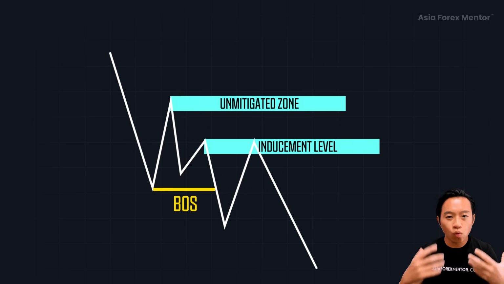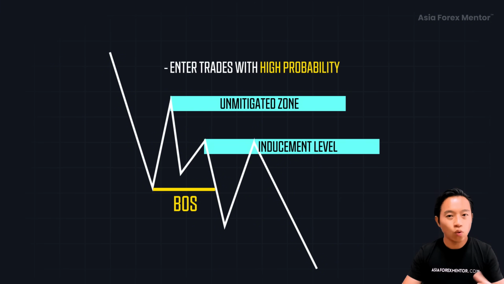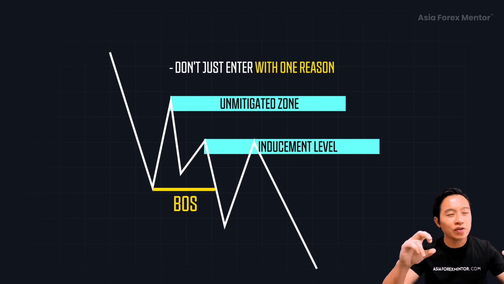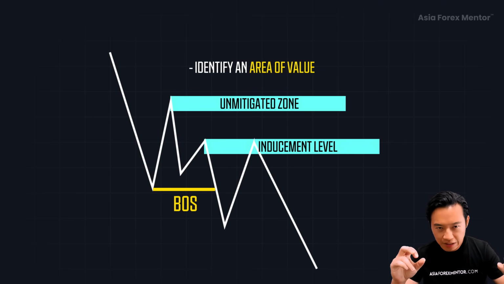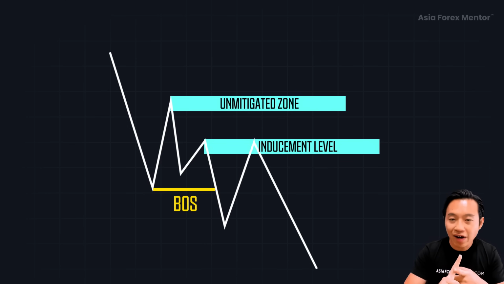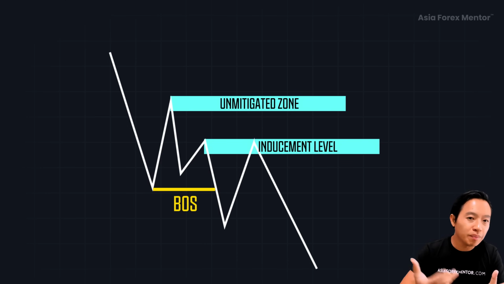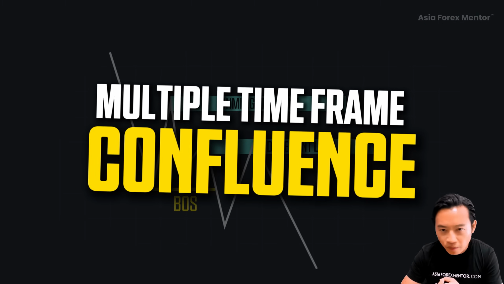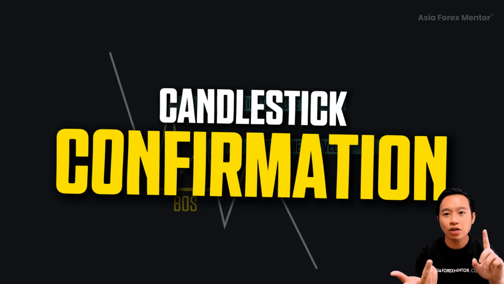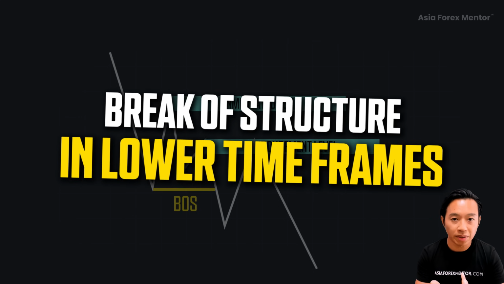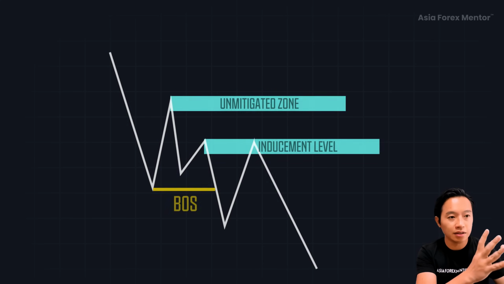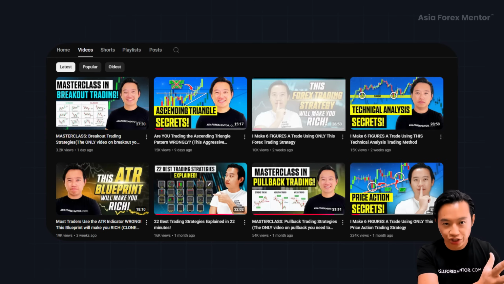First off, you want to enter trades with high probability. You don't just want to enter with just one reason. You identify an area of value, which I covered a lot in my other videos. That's one area of high probability. Then you want to add extra confirmation, for example, multiple time frame confluence. You can enter with candlestick confirmation, or with break of structure in the lower time frames, etc. I covered all this in the video called Forex Trading Strategy.